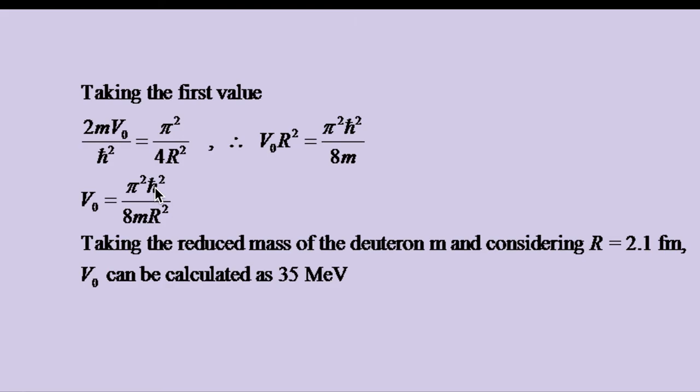So you can substitute this H cross square, m, R, etc. Then V0 can be calculated as 35 MeV. So the potential of your nucleon system you can calculate as 35 MeV. And that means minus V0 means minus 35, and our binding energy is nearly 2. By knowing this, in the previous figure you have marked V0 in a very deep position and B in the topmost position of that graph.